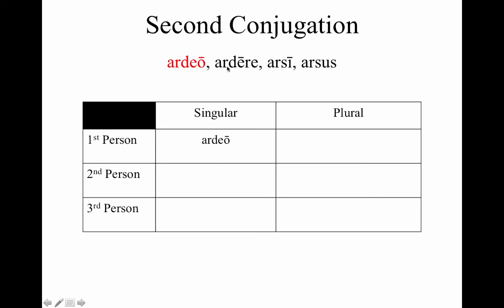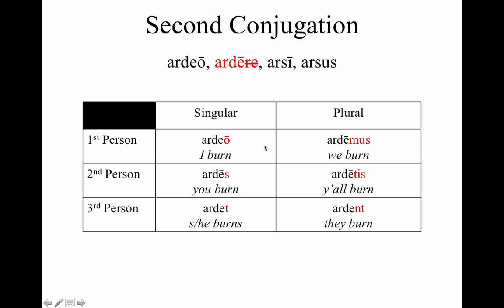For all the other parts, we go to the second principal part, which is the infinitive, drop off the -re, and that gives us our stem. To this stem, we're going to add the same endings: -o, -s, -t, -mus, -tis, -nt. And again, those endings correlate to the subject pronoun in English: I, you, he, she, it, we, y'all, and they. So memorize the process of getting the stem, memorize your endings, memorize what they correlate to. This will all be very important.